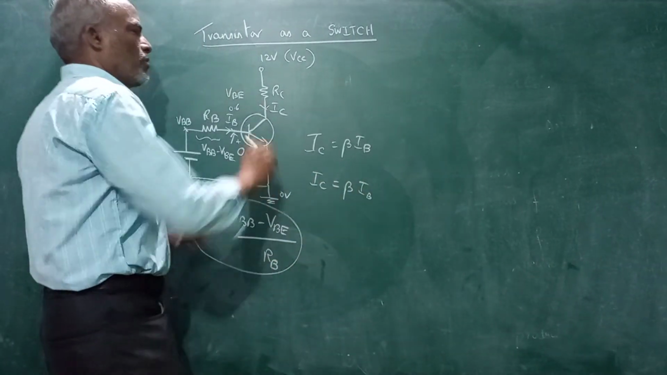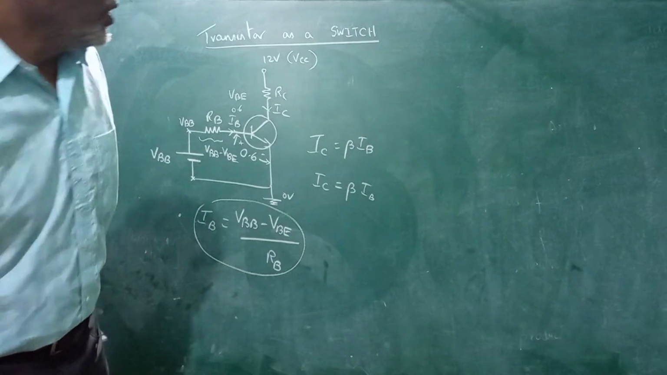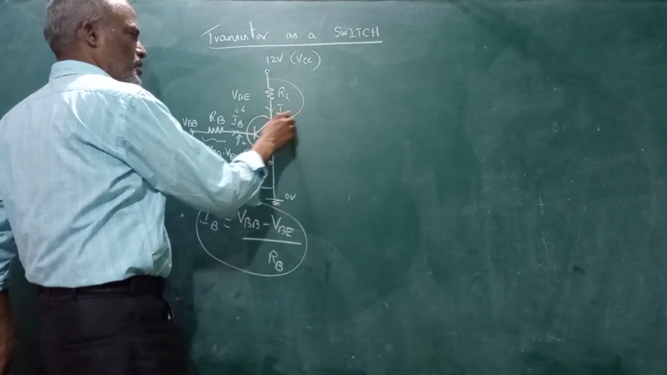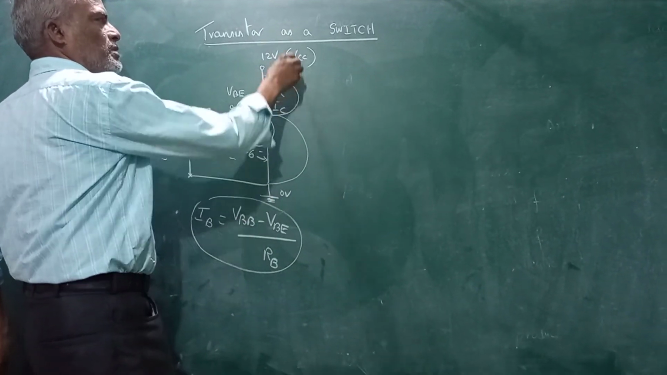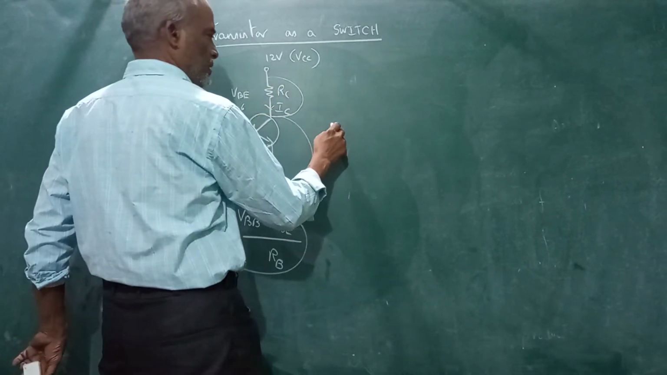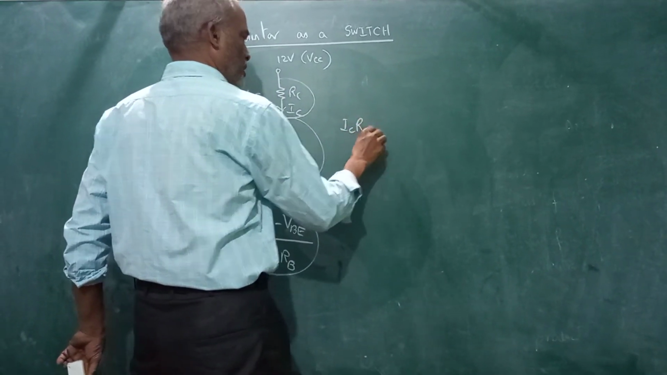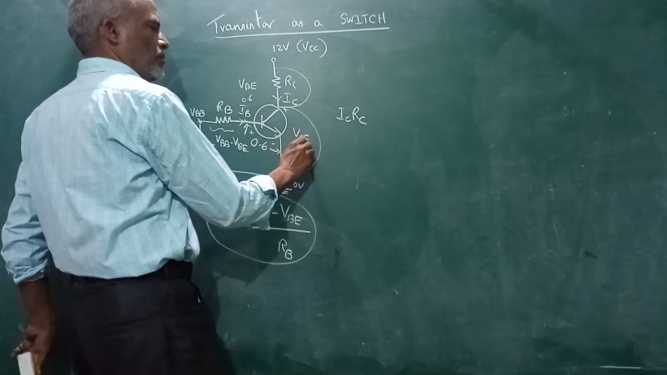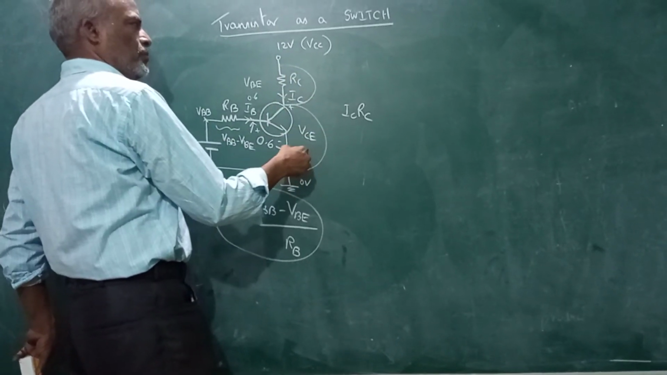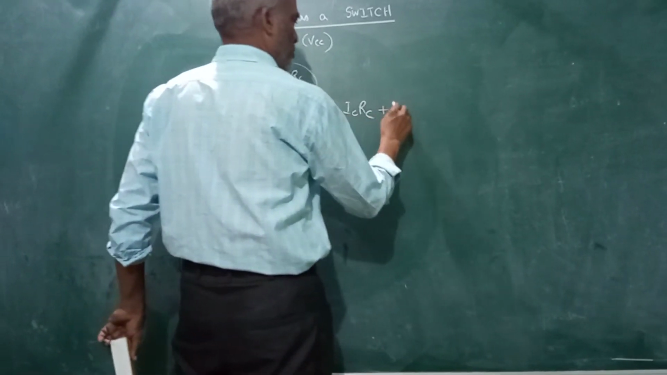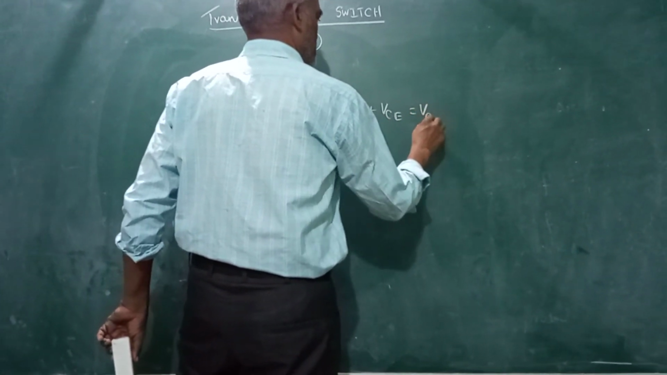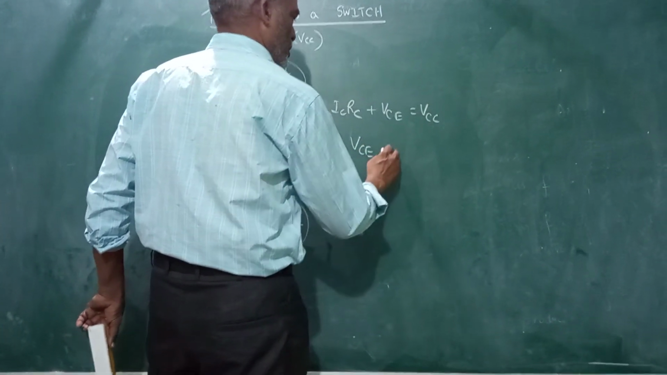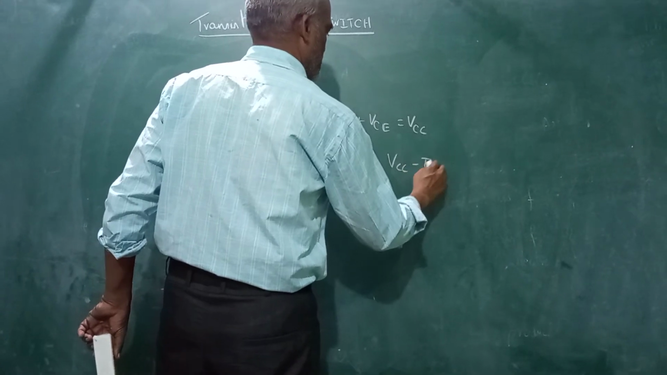Now coming to the output side, we have supply voltage VCC. So this drop plus this drop is equal to VCC. That means this drop is ICRC, and the drop from this point to this point is called VCE. So this drop plus this drop should give you VCC. So ICRC plus VCE is equal to VCC. Now VCE is equal to VCC minus ICRC.